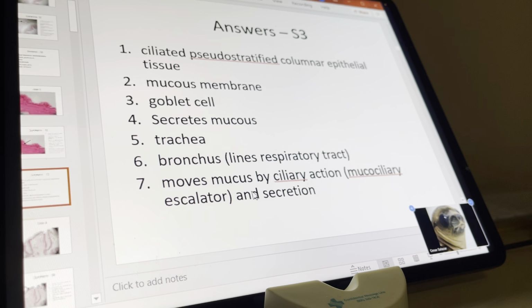Okay. The way she has it here, moves mucus by ciliary action, mucociliary, I don't know. That's a lot of mumbo jumbo. She would give it to you if you said it just plainly: the mucus produced by the goblet cells traps the debris. The cilia move it out. Is it only mucus that it moves?